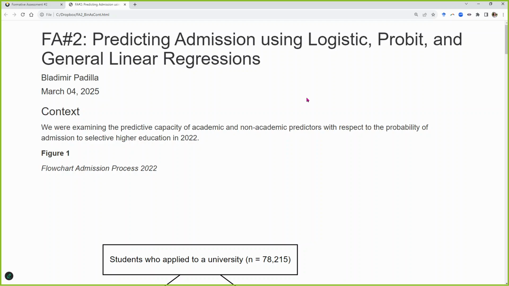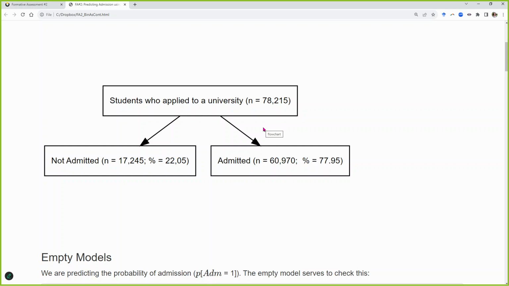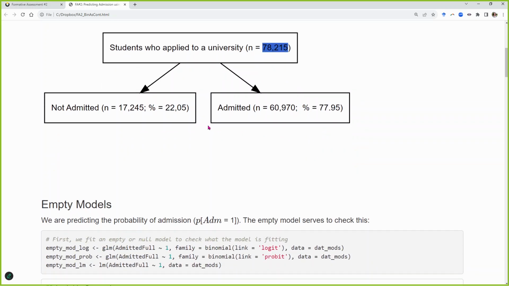So, I was thinking about the linear relationship between the model and the outcome, and the difference between logits, probits, and the linear model. Given that I already talked about the project I worked on two years ago, trying to predict the probabilities of admission, I took that data and fit different models to show you the differences between logistic, probit, and general linear regression. Just a brief context: we were working with almost 80,000 students who applied to a selective university, and we were trying to predict the probability of admission, which in our data was almost 78%, while those not admitted were almost 22%. So this was our dependent variable.